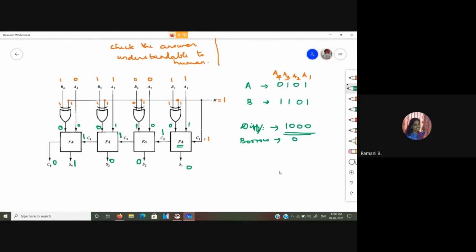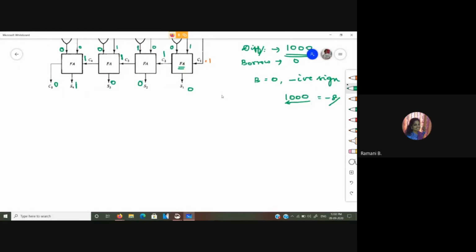So you can otherwise directly say, if your borrow is equal to 0, you put a negative sign. Taking the 2's complement of this also gives me 1, 0, 0, 0, as you write the values as such until you encounter the first one. So the 2's complement of 1000 is also 1000. So this is equal to minus 8. So this is about the binary adder subtractor.